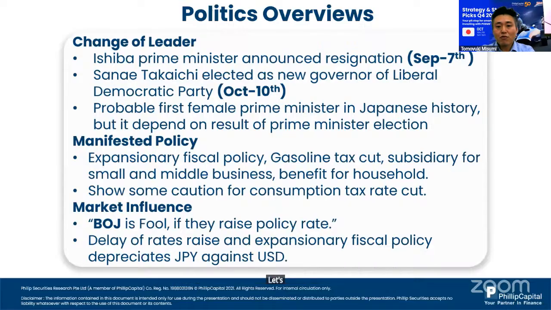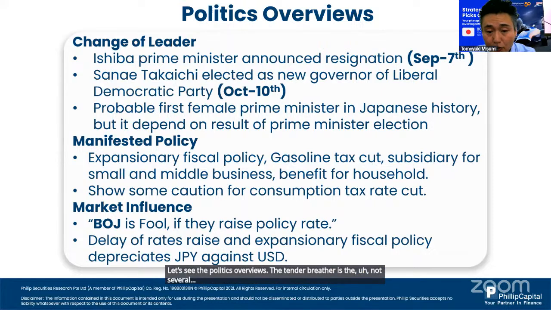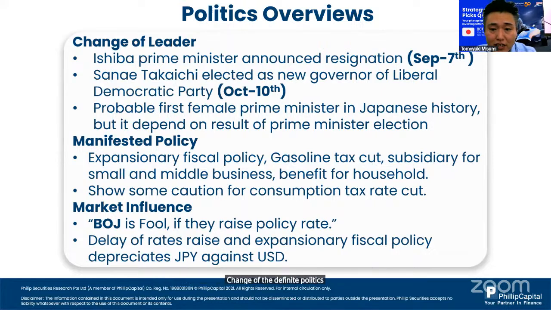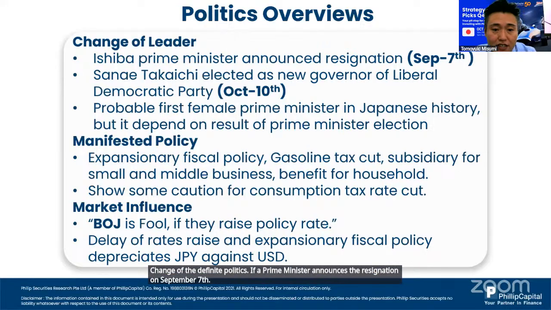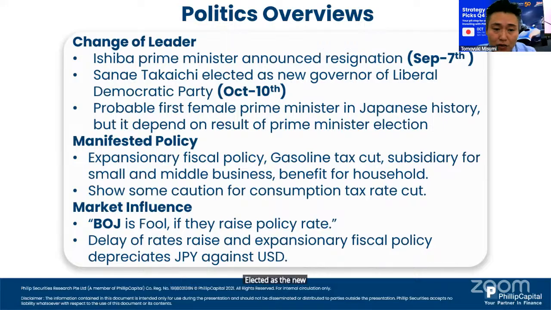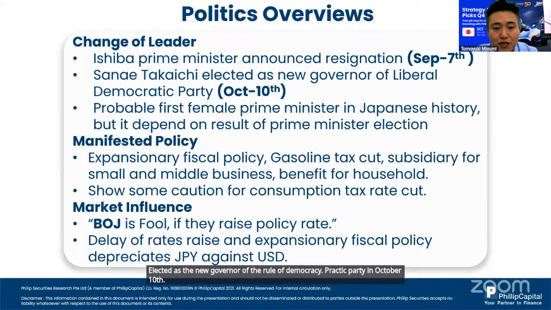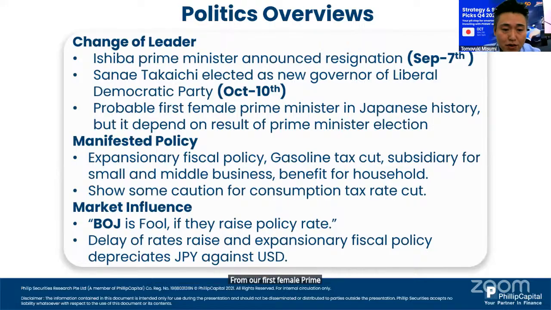Let's see the politics overview. The change of leader is the notable change in Japanese politics. Prime Minister Ishiba announced his resignation on September 7th. Sanae Takaichi was elected as the new president of the party on October 10th. Probably the first female prime minister in Japanese history, but it depends on the result of the prime minister election.